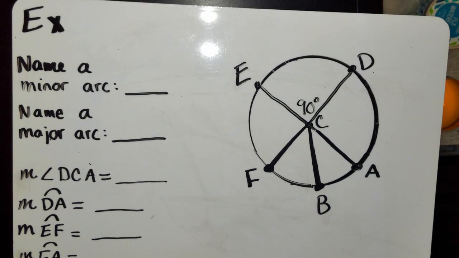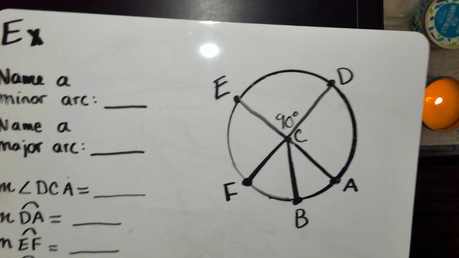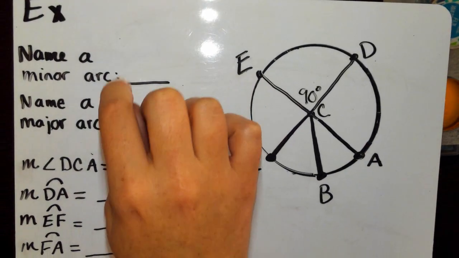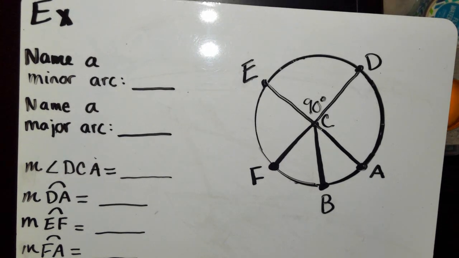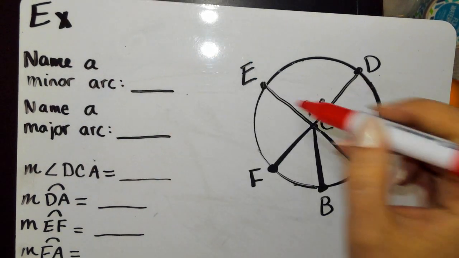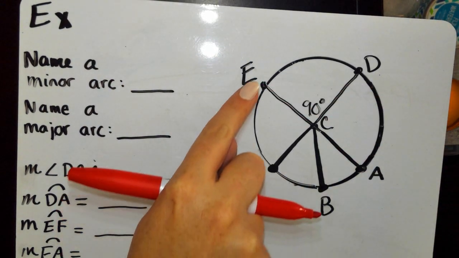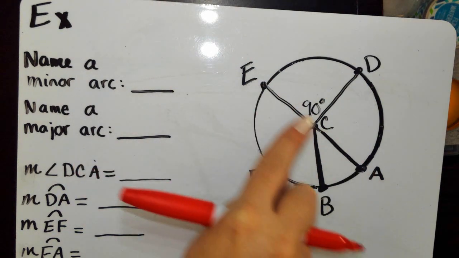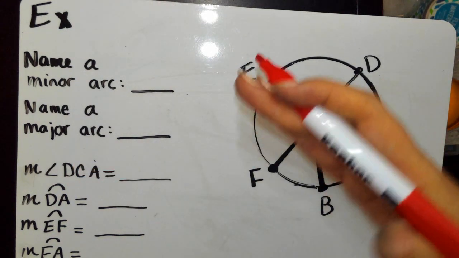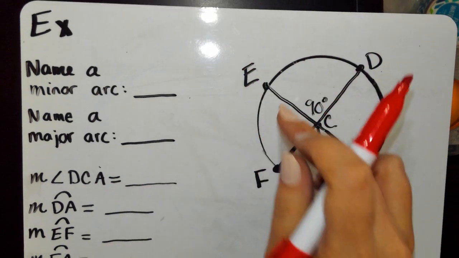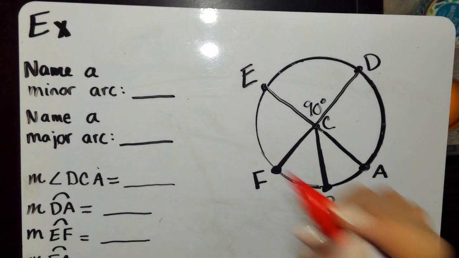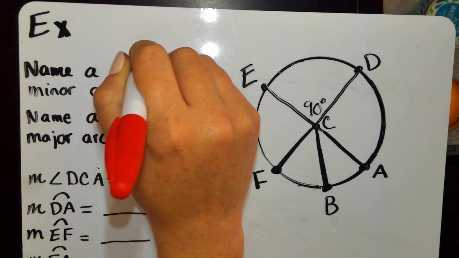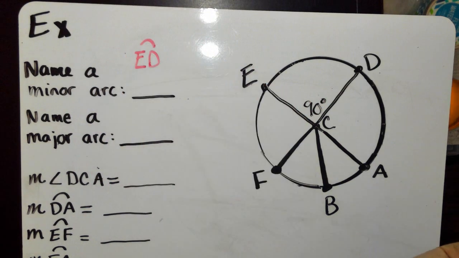In this example, we've got this circle. It's asking us to name a minor arc, a major arc, and then find the measures of a couple of different things. Let's start by naming a minor arc. A minor arc is going to be anything that is less than 180. See how EA is a straight line? So this is half of the circle and that's half of the circle. Any of the arcs that are smaller than half of that circle would be considered minor arcs. So like ED, that's a minor arc.